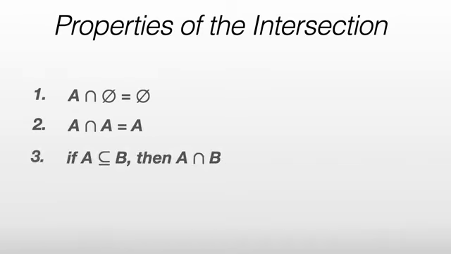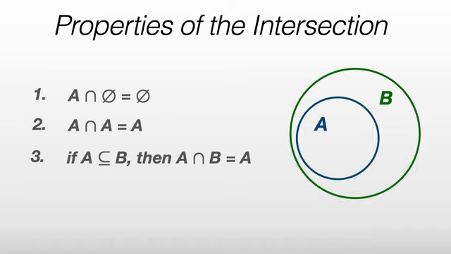If A is a subset of B, then the intersection of A and B is just A, the smaller of the two sets, as indicated by the shaded area. This is because the elements in A are also in B. And just like with the union, A intersect B is the same as B intersect A. That is, the order of the sets doesn't make any difference to the intersection.